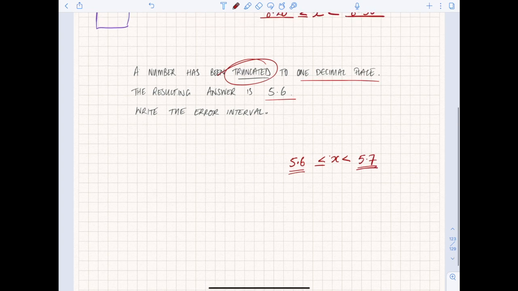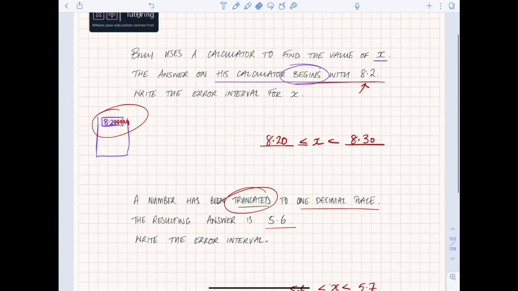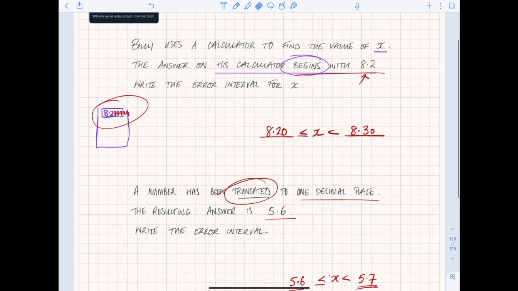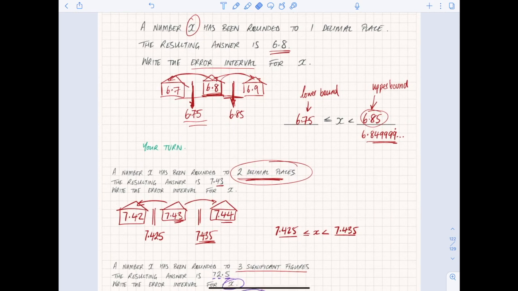Okay, so this example here of it being truncated is exactly the same as if you see it with a calculator display that begins with. So just remember those 2 key things. There's a very subtle difference between that and these.